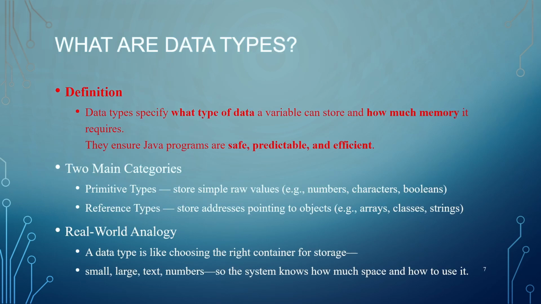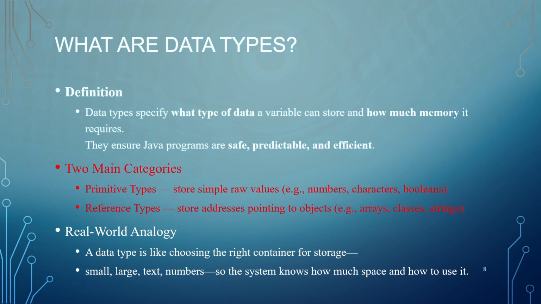Data types define what kind of data a variable can store and how much memory is required to store that data. In Java, data types play a critical role in making programs safe, predictable, and efficient because the compiler knows exactly how each value should be handled.